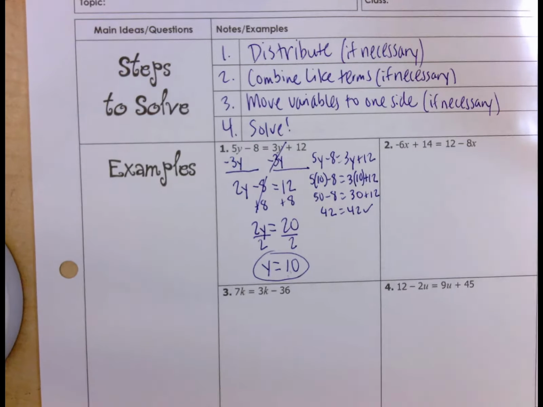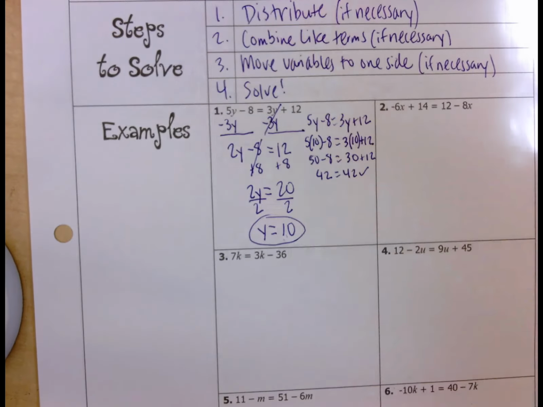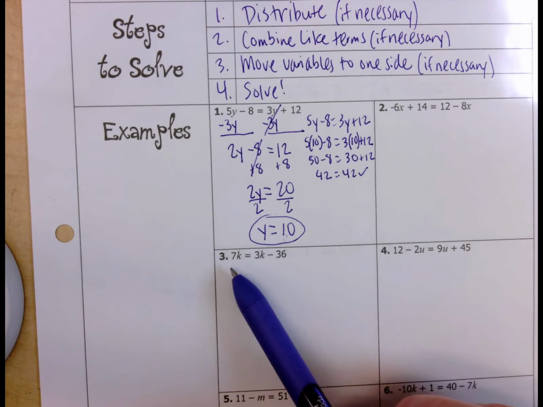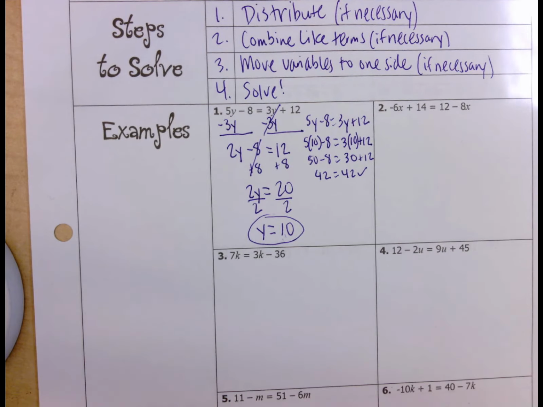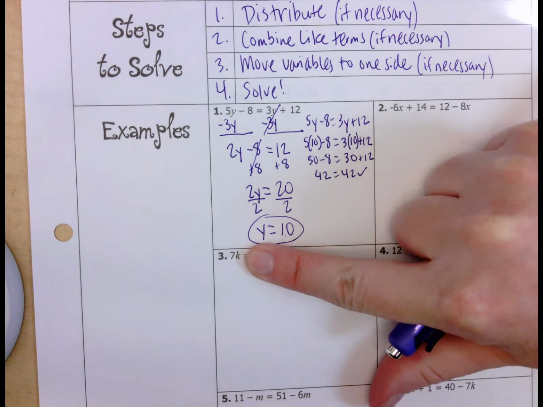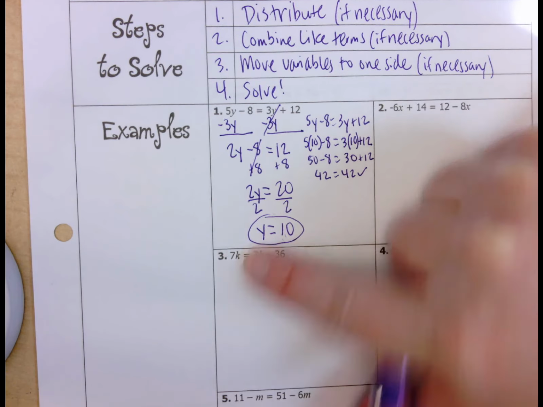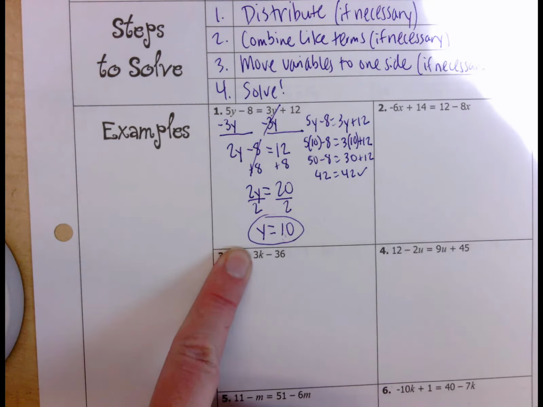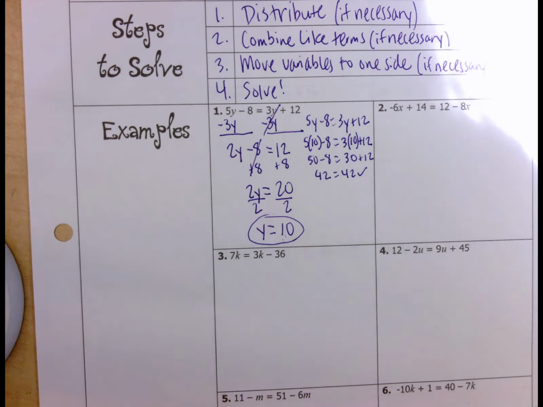Okay, so we're going to continue these same steps. We'll move on to number 3. First step is to distribute. There's nothing here to distribute, so we can't do anything there. Second step is to combine like terms. On the left side, there's nothing I can combine. On the right side, I have a variable term and a constant, so I can't combine anything there either. So I move on.